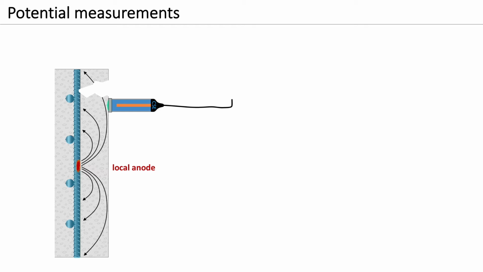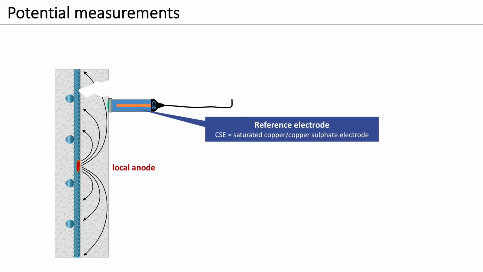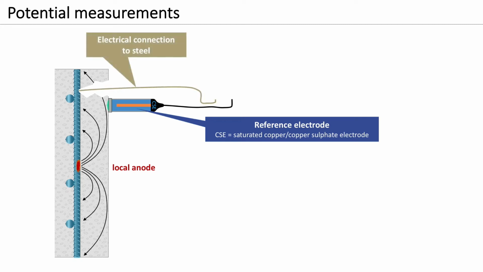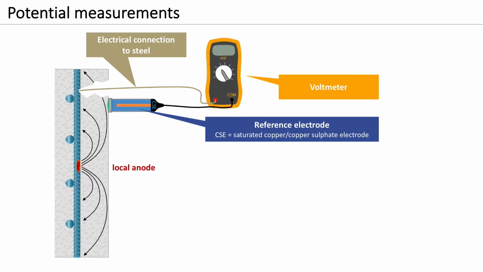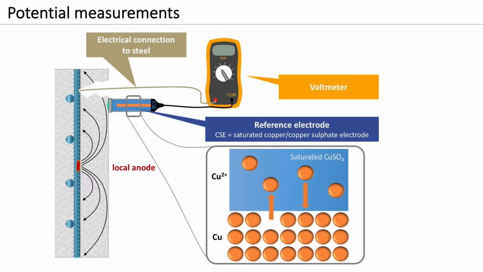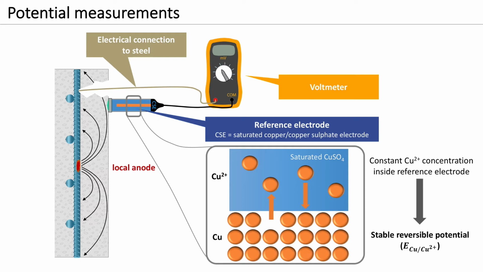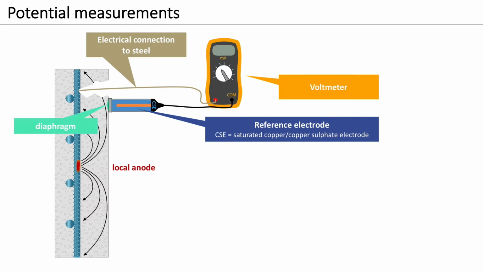To measure potentials of steel in concrete, we need a reference electrode in contact with the concrete, an electrical connection to the reinforcing steel, and a voltmeter. The reference electrode generally consists of a copper rod in a solution of saturated copper sulfate. As we have seen in video 1, the copper metal in a saturated solution of copper ions delivers a stable reference potential. The electrolytic contact to concrete is ensured with a diaphragm, such as a wooden plug and a sponge.